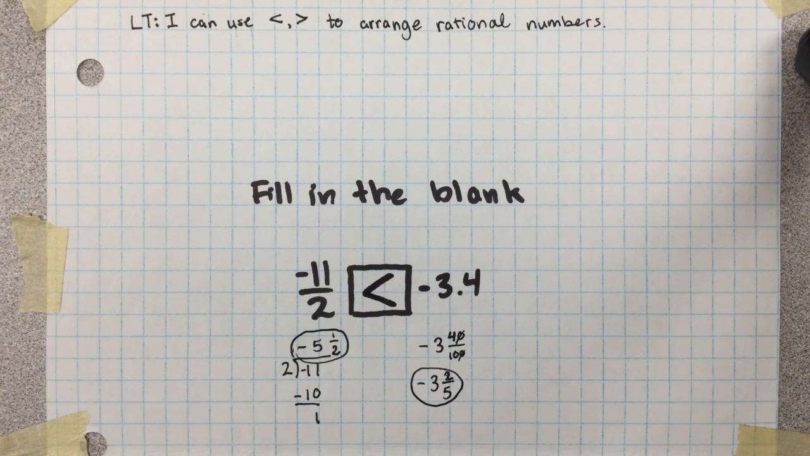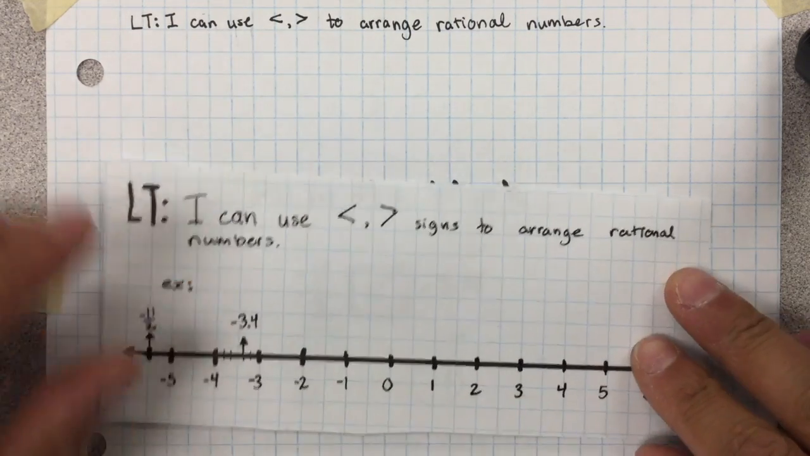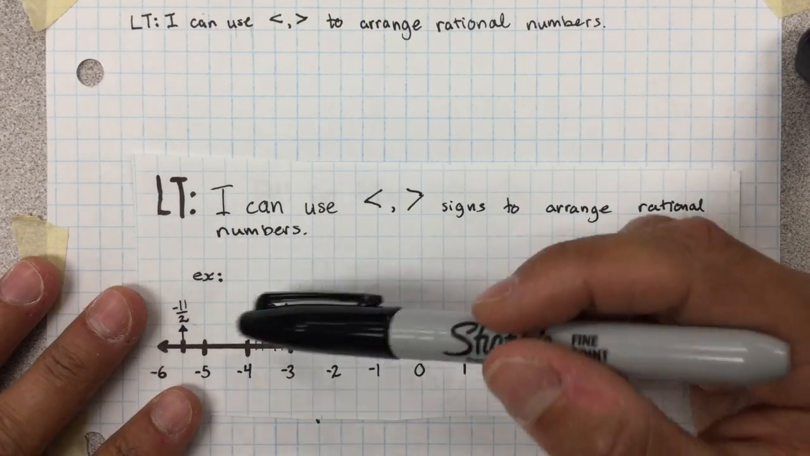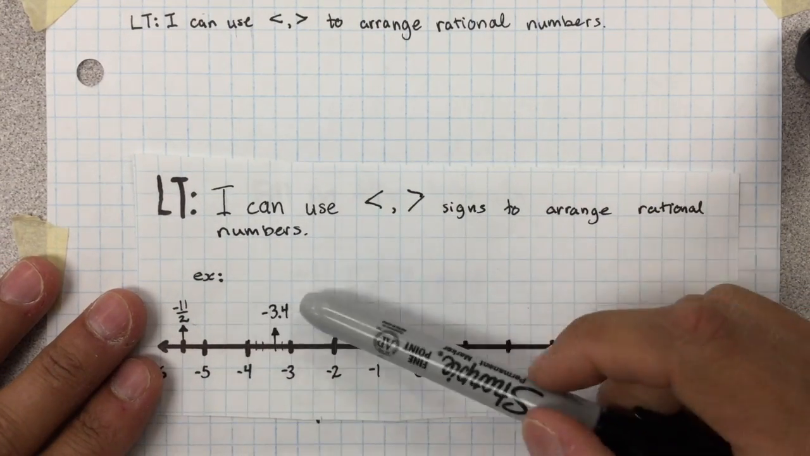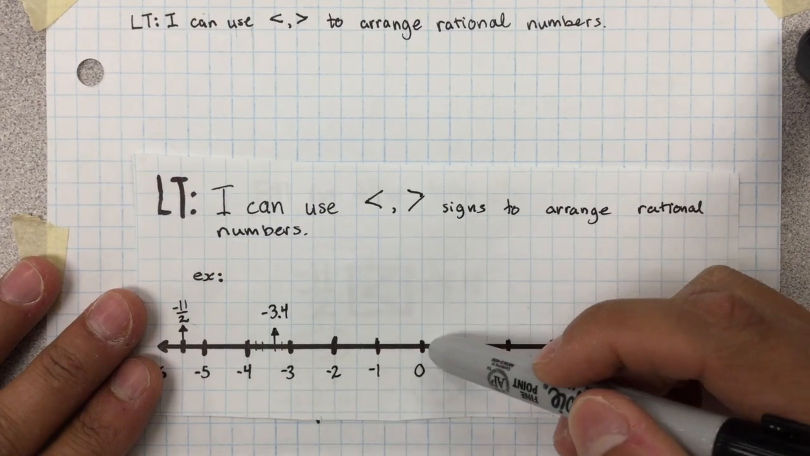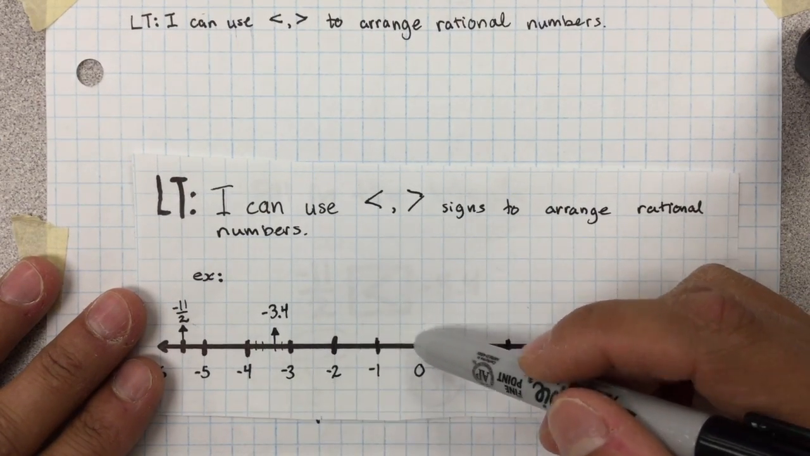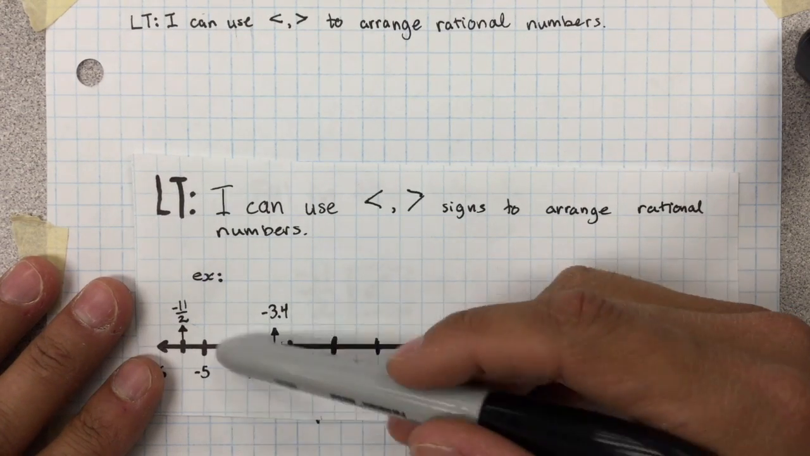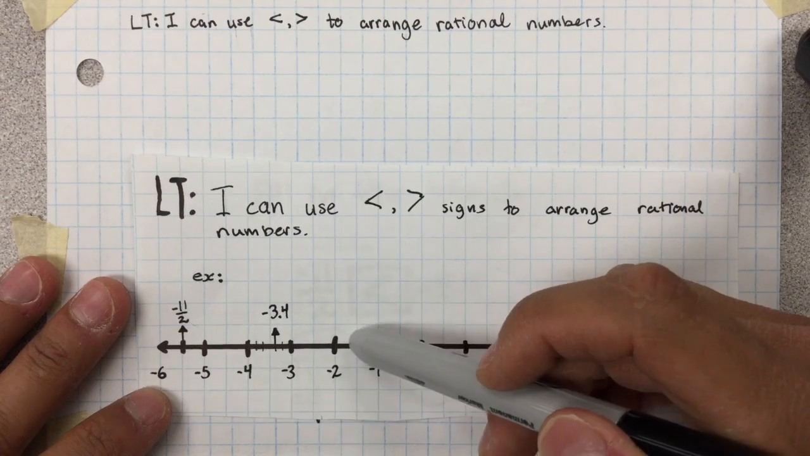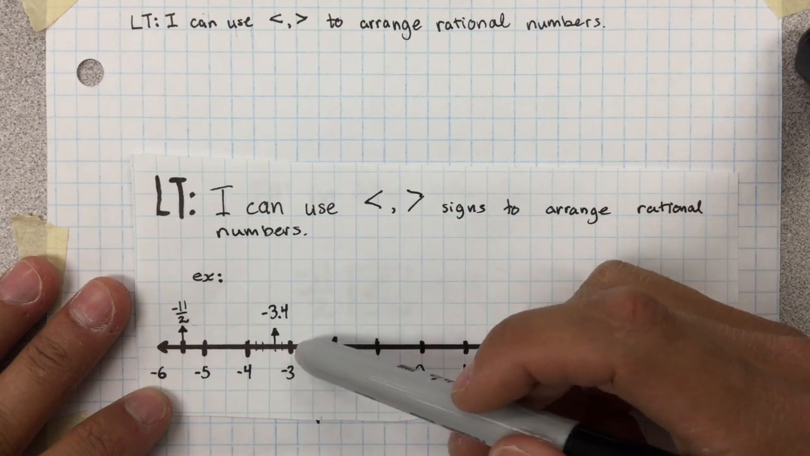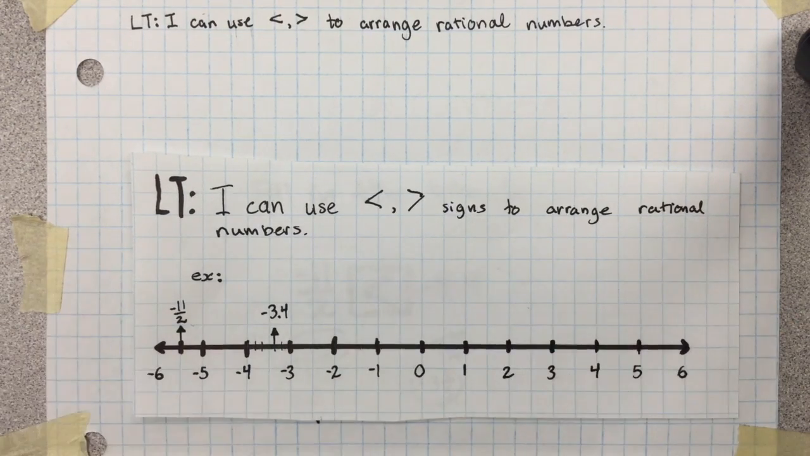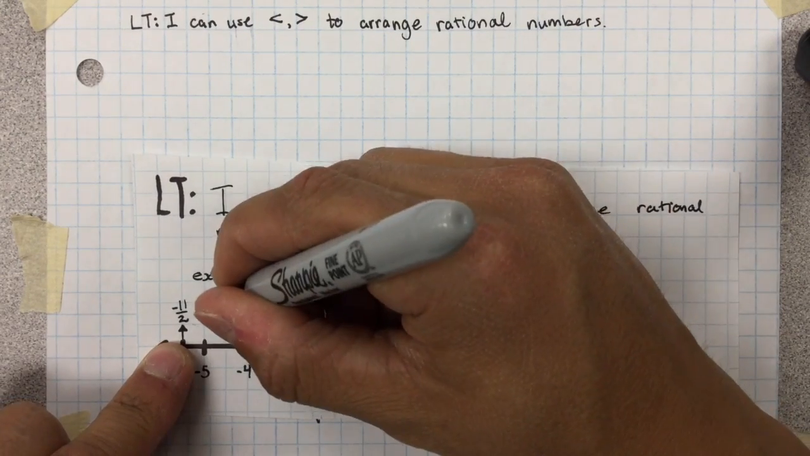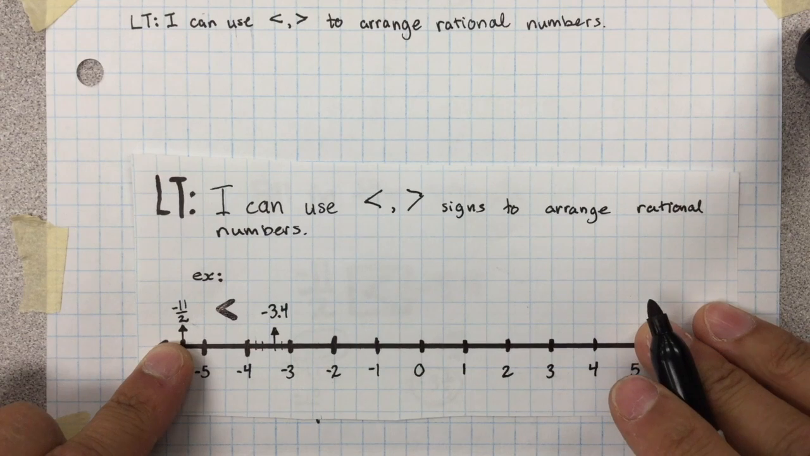And so if we want to look at this another way, we could look at it with a number line, and that's kind of what we did the other class. But if we're looking at the numbers and their distance to 0, then negative 3.4 would be closer to 0. Negative 11 over 2 is further away from 0, making it the smaller number. And so with negative 11 over 2, negative 3.4 is my greater number.